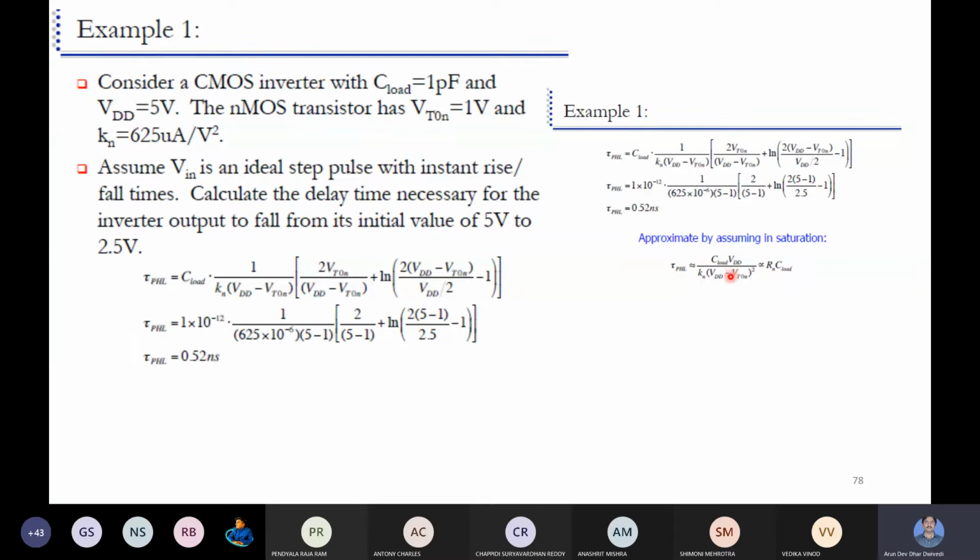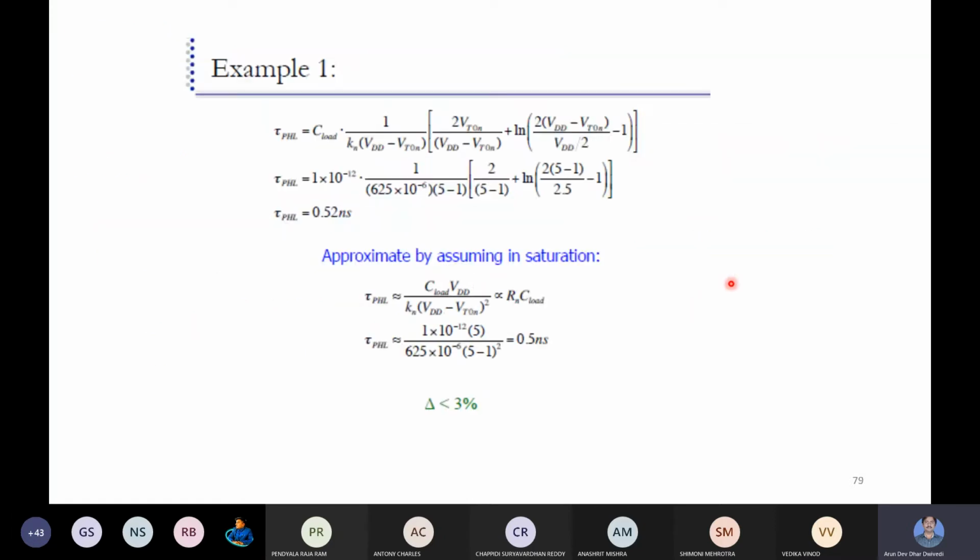So this is a very simple formula that can be obtained if we approximate that in the other region also we consider saturation only, assuming the transistor is always in saturation. With this approximation the formula is simplified, and we can calculate with this simplified version. Then we get a delay of 0.5 nanosecond. Previously we got 0.52 nanosecond, so it is approximately the same. This approximation also works for hand calculation, a very easy calculation we can do with this approximate formula.